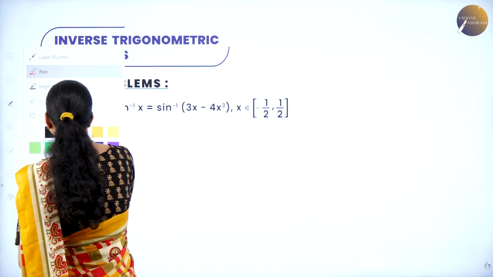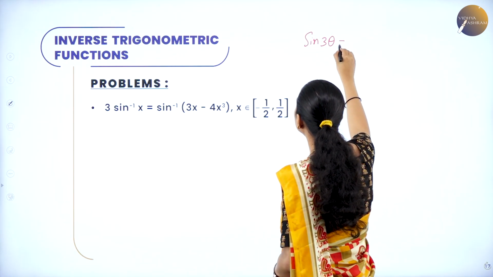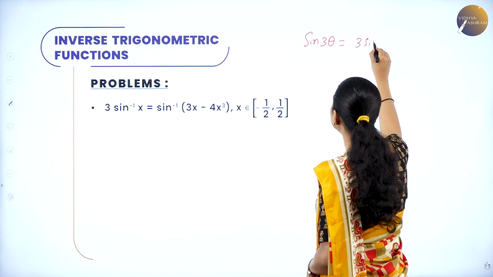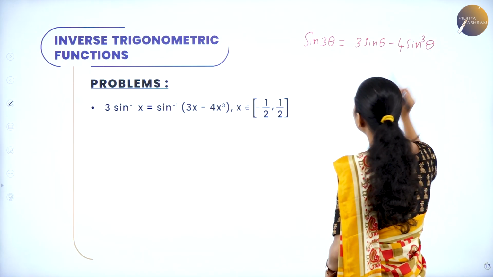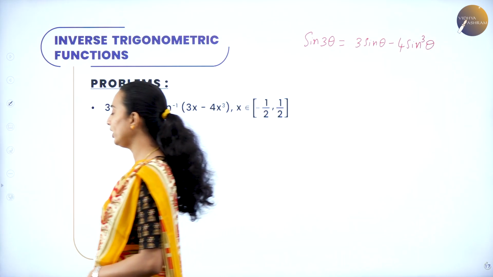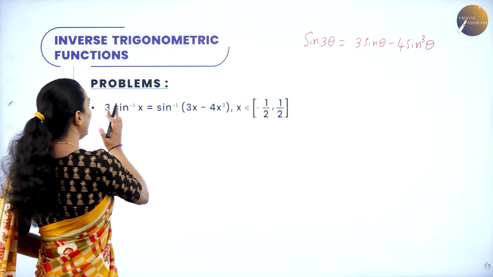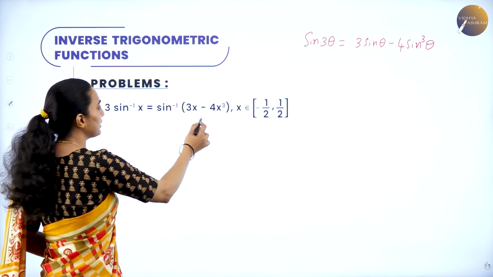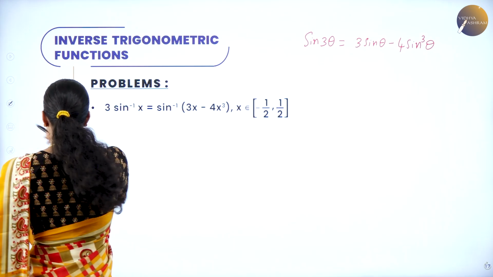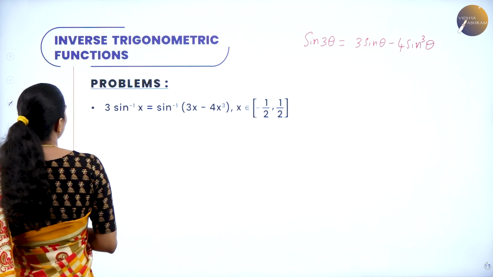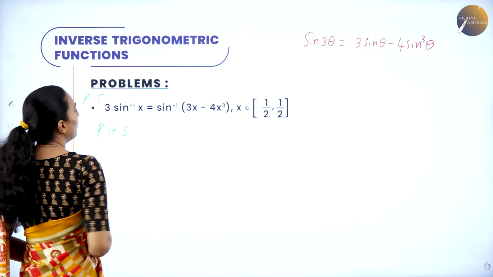Sin 3 theta can be written as 3 sin theta minus 4 sin cube theta. So by using that formula, where do I have to use it? I am going to take the right hand side, then I am going to prove the left hand side. That's it. Because in place of x, what are you having? Sin theta. That's it. What is the substitution you have to take? Sin theta. Therefore, I am going to choose the right hand side, RHS.